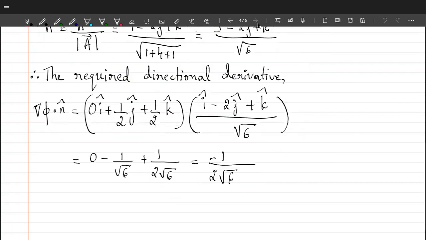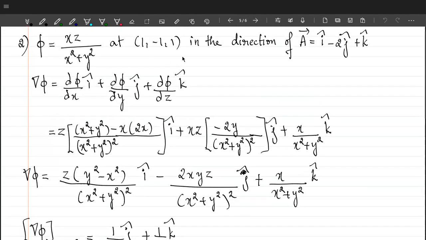Then the next problem, again, you have to find the directional derivative of this surface phi, and this is the direction vector here. So let's take the value of phi as xz divided by x square plus y square. What is del phi equal to? Dou phi by dou x i cap plus dou phi by dou y j cap plus dou phi by dou z k cap. So if you differentiate phi with respect to x, z will be a constant because you are differentiating only with respect to x. So now you have to differentiate x by x square plus y square with respect to x. Y will be a constant here.